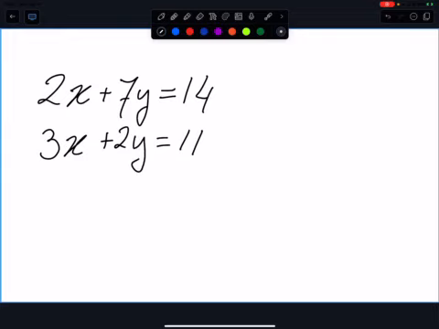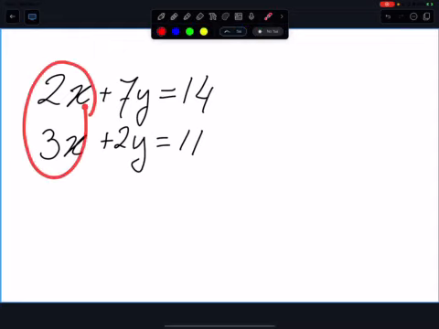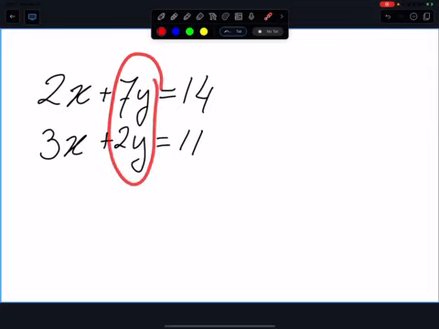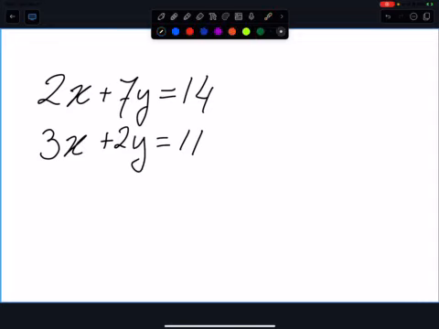The first one is by doing subtraction. You can subtract or you can add. So you decide which one you want to do. That's the first way. Subtract or add. So if I want to subtract or add, these two, or these two have to be the same, x or y, one of them has to be the same. So you're looking for the lowest common multiple of 2 and 3.